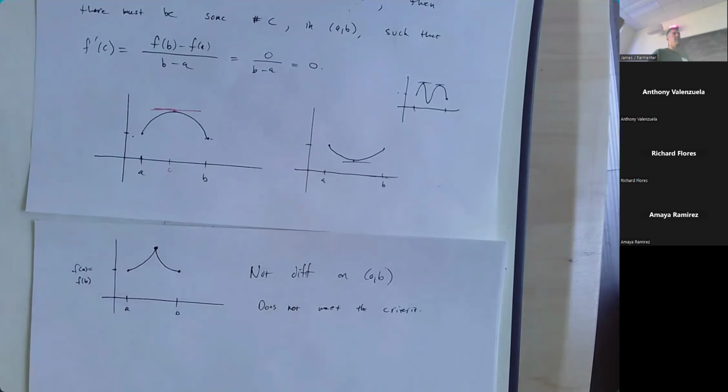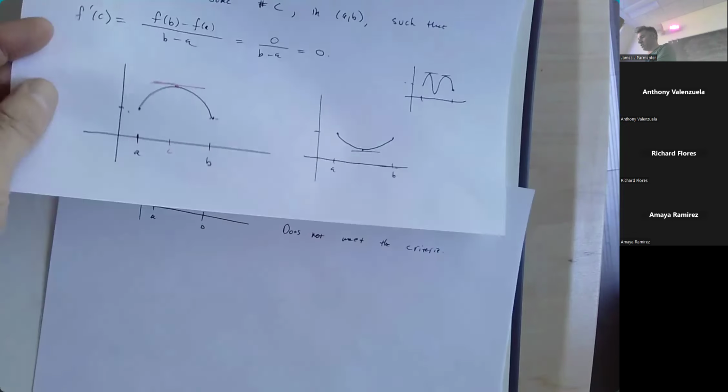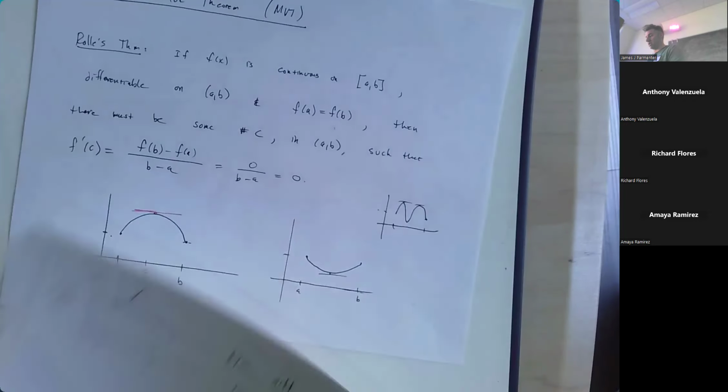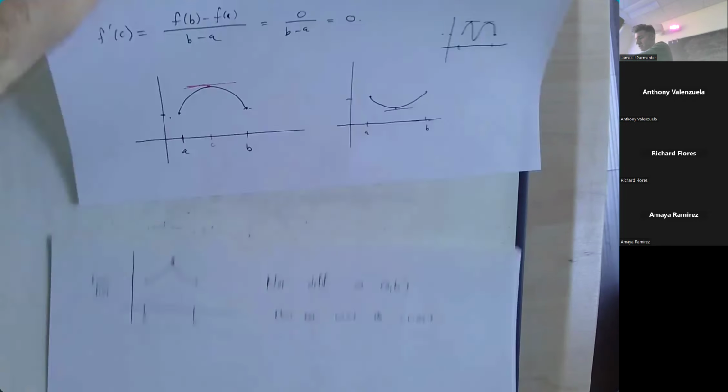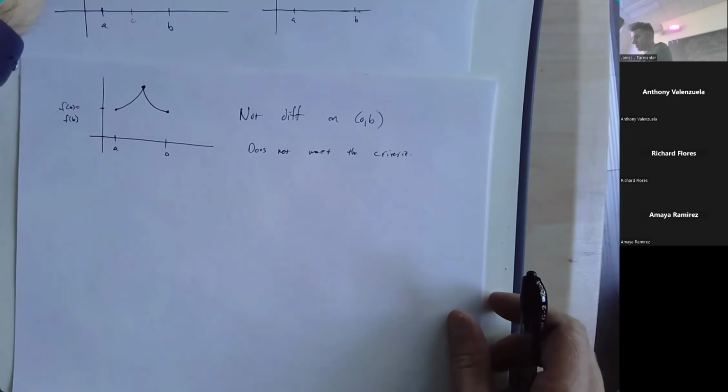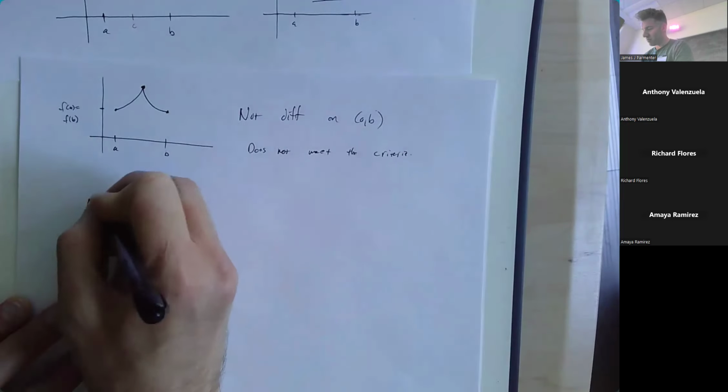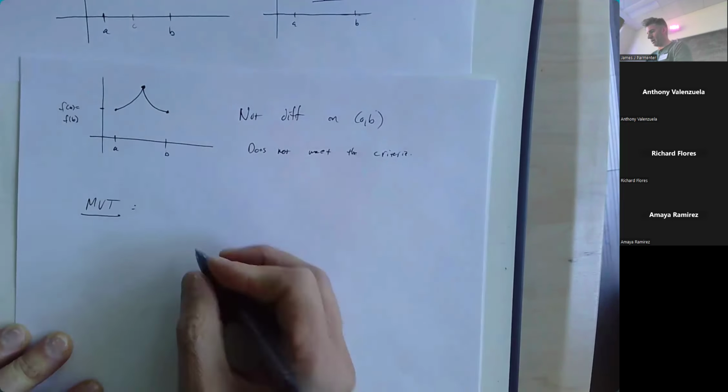The mean value theorem is the same as Rolle's theorem, except we're just going to leave off the part where f of a and f of b have to be equal to each other. So the mean value theorem is just a generalization of Rolle's theorem. The mean value theorem says the following.